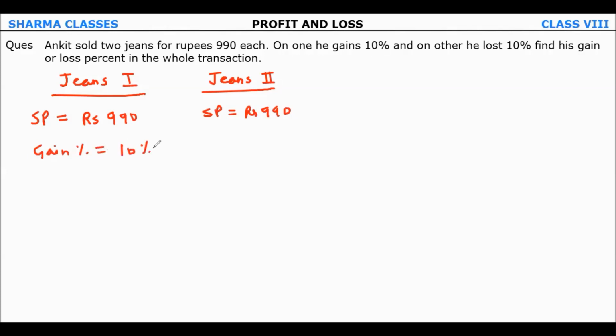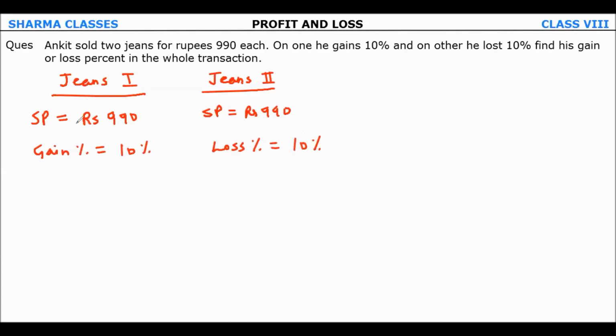And on the other side he lost 10%. That is on the jeans 2 he is having loss percent. How much? 10%. Find his gain or loss percent in whole transaction. Now to find the gain or loss percent in whole transaction, we should have the total cost price.